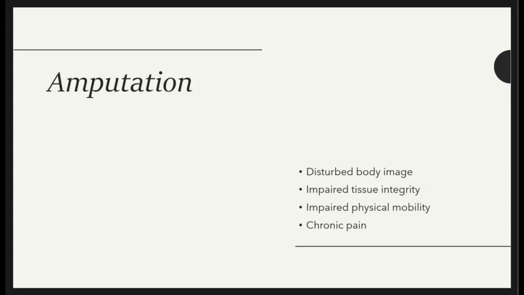When it comes to amputations, we really need to be watching our patients for a few things. So disturbed body image is a huge one. Impaired tissue integrity, impaired physical mobility because we're taking stuff away from them, and then chronic pain tends to be an issue too. So our goal with an amputation is to keep as much length and function in the limb as possible. There's an interdisciplinary team approach to this.